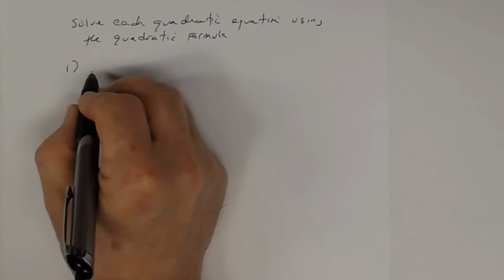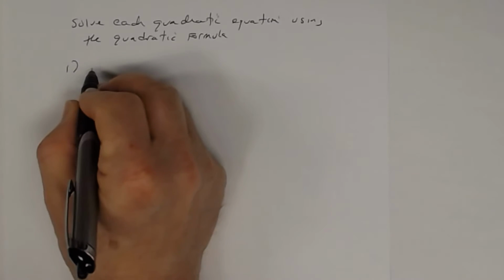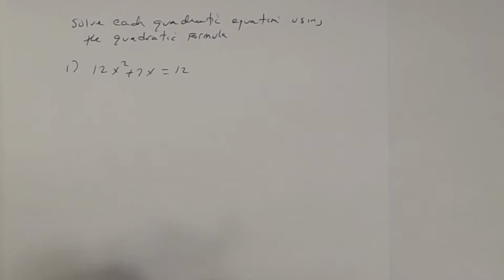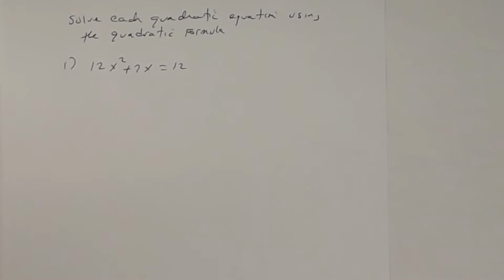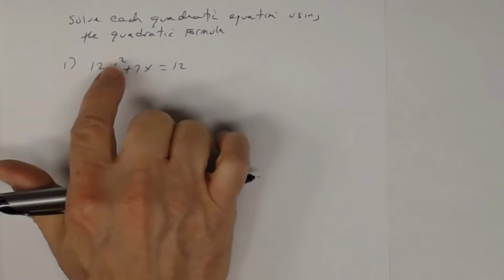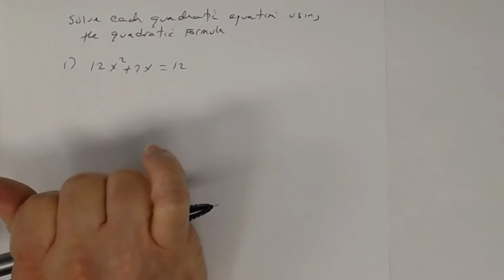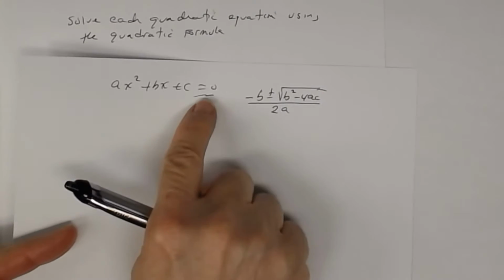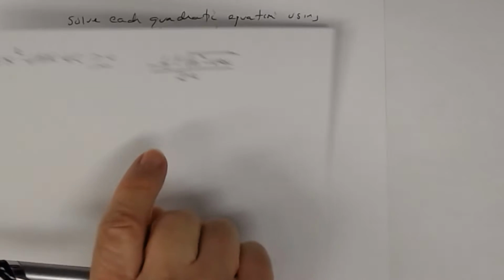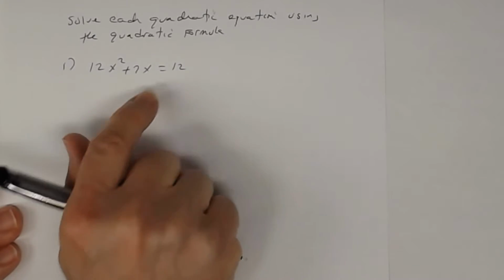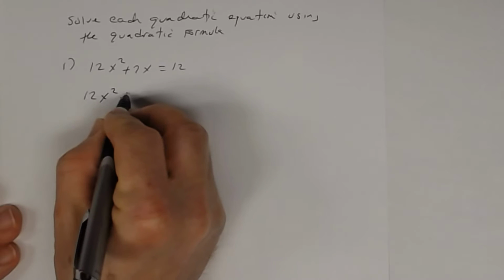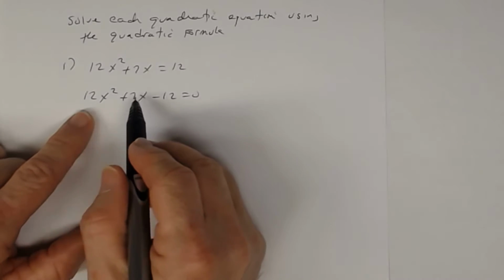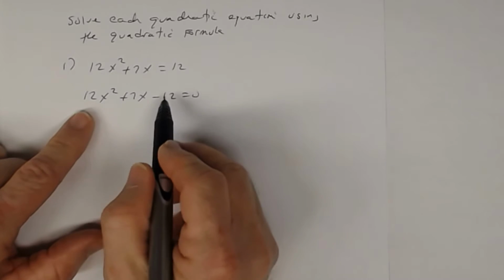So number 1, let's suppose we have 12x squared plus 7x equals 12. Notice this is a quadratic equation because you see that x squared there. But the problem is I can't use the quadratic formula yet because I don't see that 0. So I need to bring this 12 over. So I get 12x squared plus 7x minus 12 equals 0. And it helps if you have it in descending order: x squared, x, and then your constant.